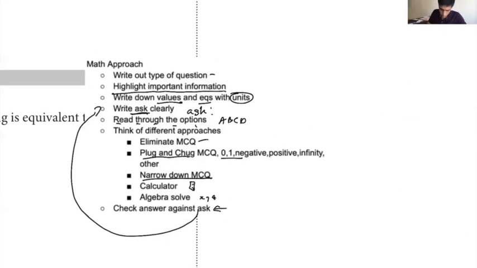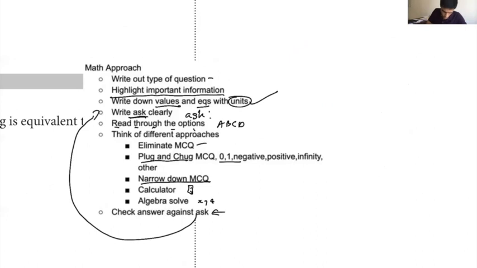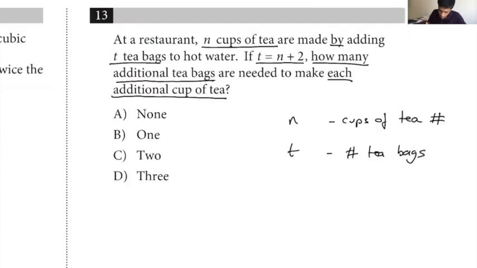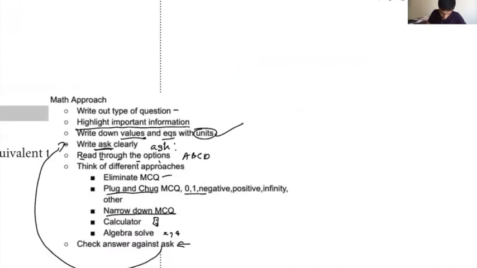We highlighted important information. We did this. What's the ask? Let's write down the ask. The ask is how many tea bags for one more cup of tea? So number of tea bags for each new teacup, right? Okay, yeah.